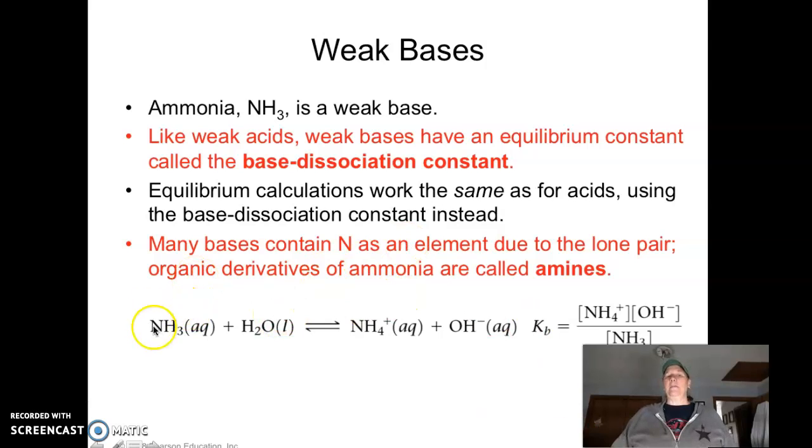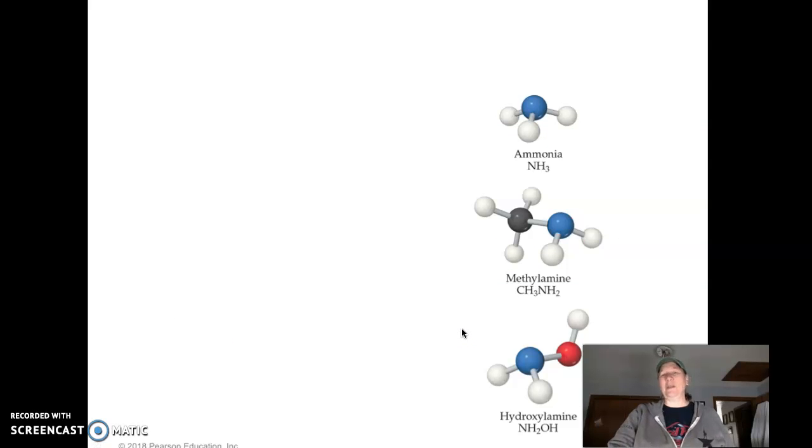Okay, this is a different one because it has nitrogen. It doesn't have the OH in it. Okay, and the reason for that, it's an organic derivative of ammonia. They're called amines. We're not doing organic, but the reason why it gets to be a base is it dissociates and it actually causes water to produce the OH, so it's still considered a base. Okay, it's a weak base.